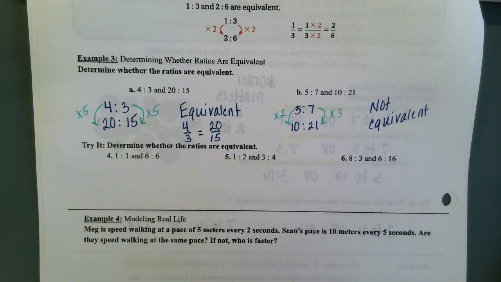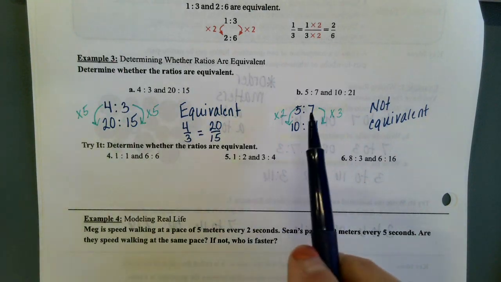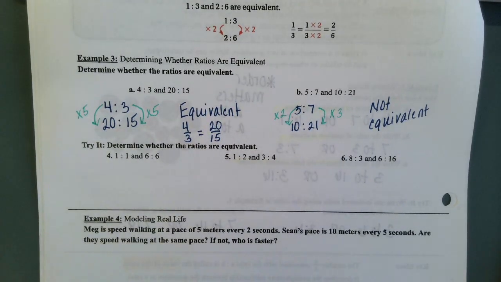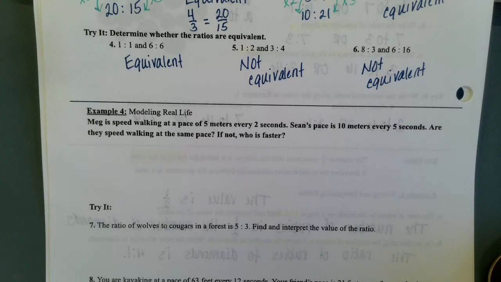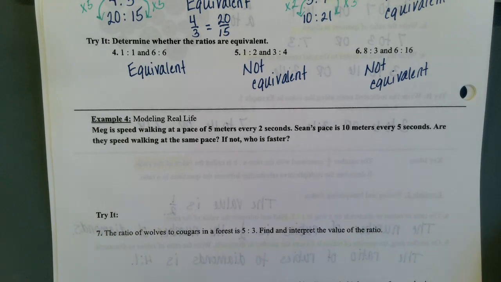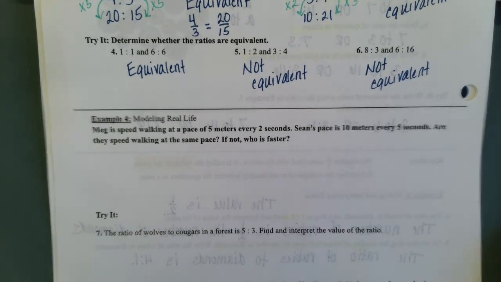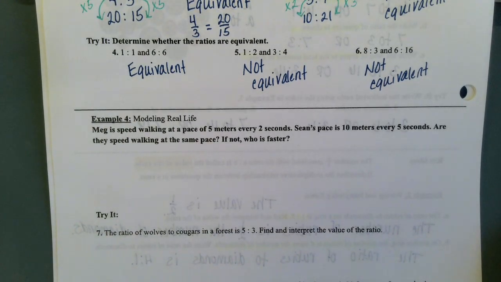Pause your video and then look at 4, 5, and 6, and you're just going to determine whether the ratios are equivalent or not equivalent. You can show it this way, what you're multiplying by. If you prefer, write them as two fractions and show it that way as well. Okay, go ahead and check. The first one was equivalent. 5 and 6 were not equivalent.